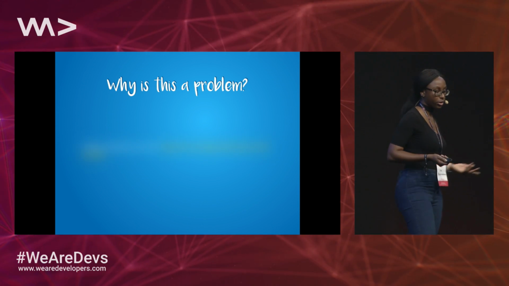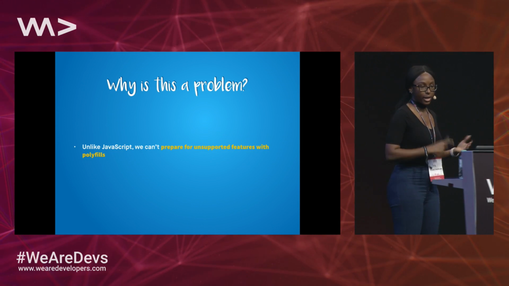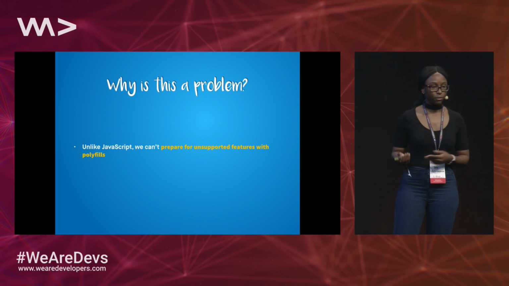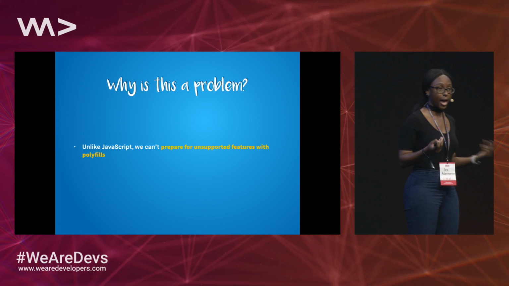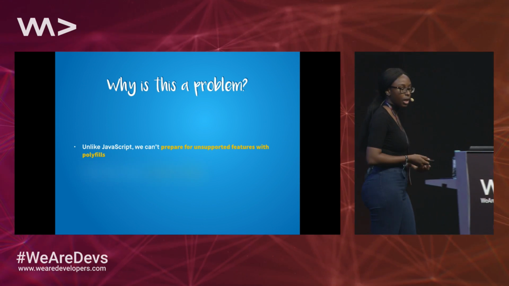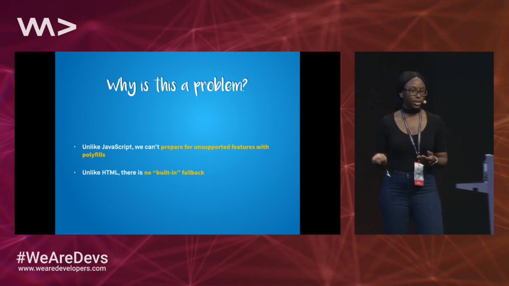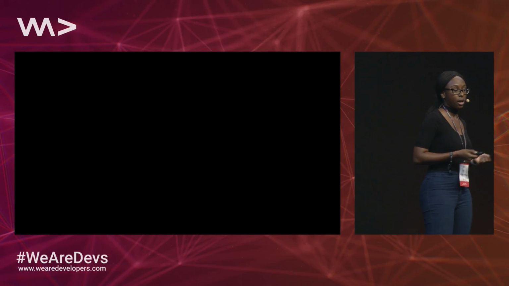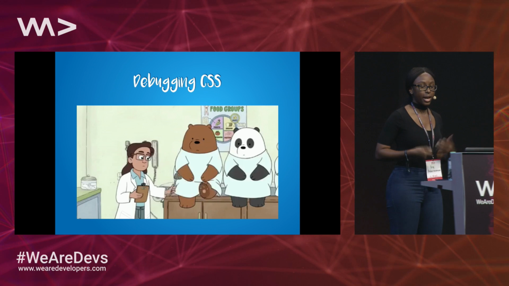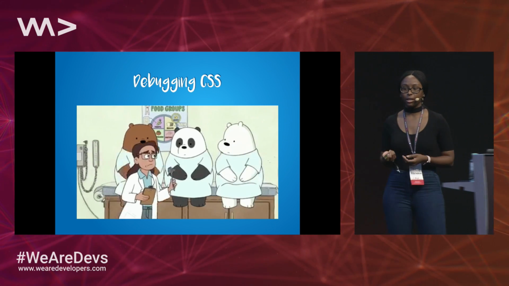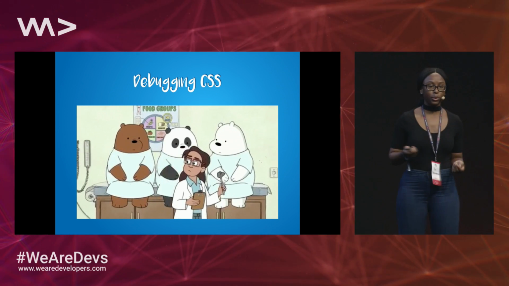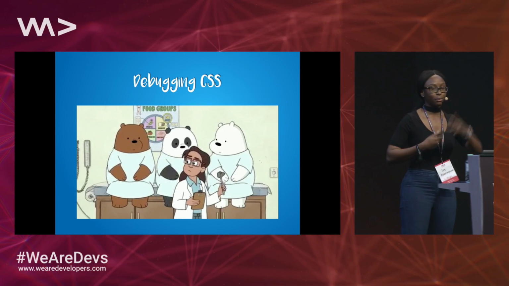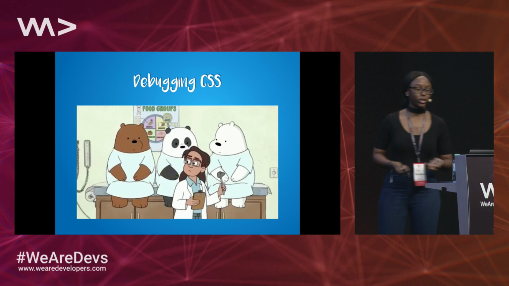If we compare it to JavaScript, we don't get any error messages, as I mentioned, and we can't really prepare for unsupported features and polyfill them the way we can in JavaScript. And unlike HTML, there's no built-in fallback to the way it works. And this makes debugging CSS a pain, and things that we do have unintended effects, like we change one thing and something completely different changes.